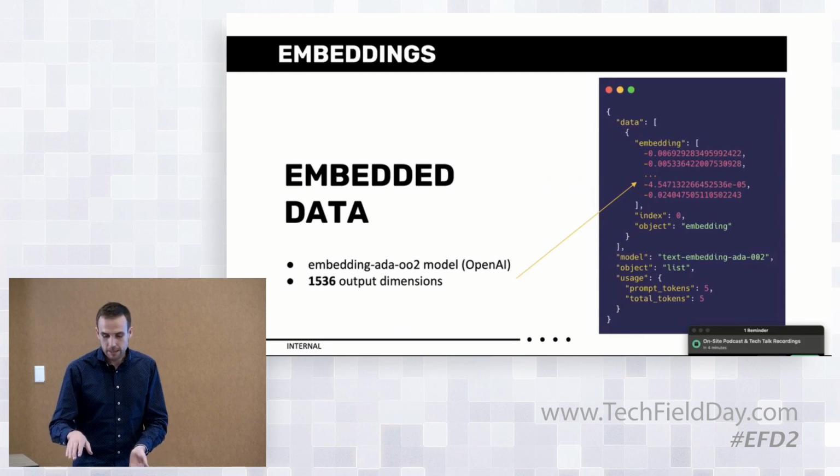And that's what we store in the database, along with some of the metadata, such as the source, what the KB number was, when it was embedded, when it was last updated, so that we can refresh things in an optimal way. This particular model is the ADA 002 model from OpenAI.